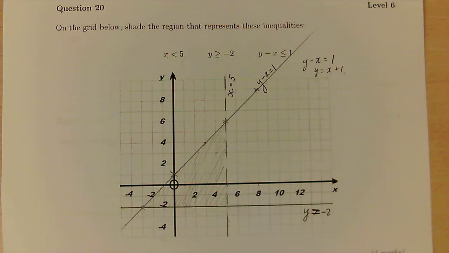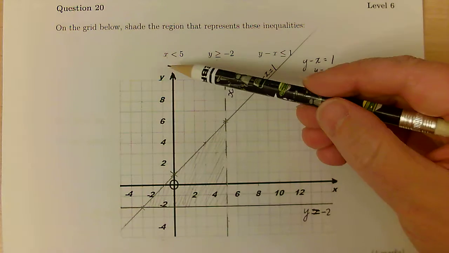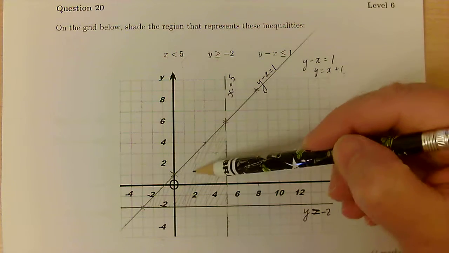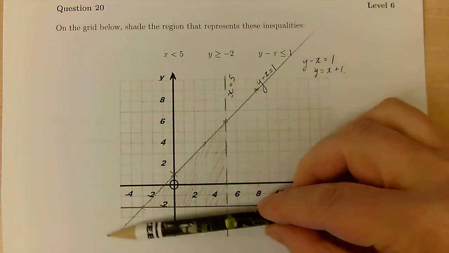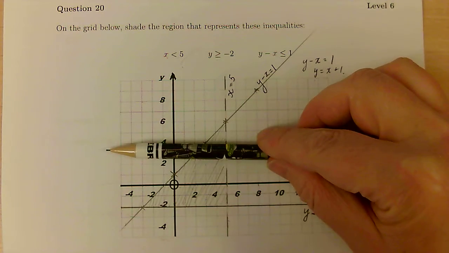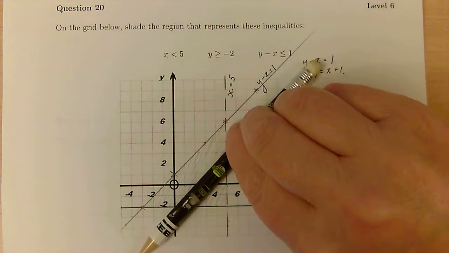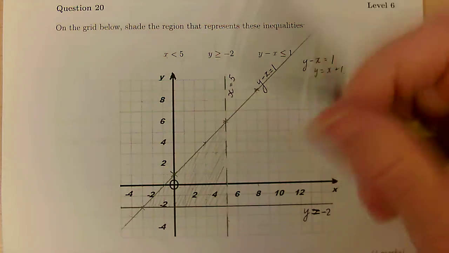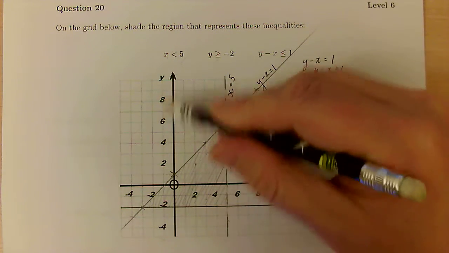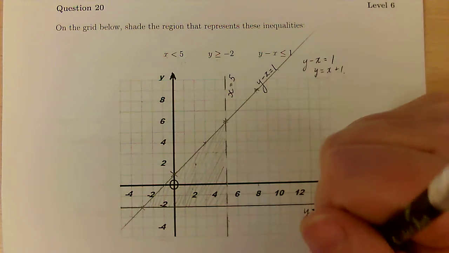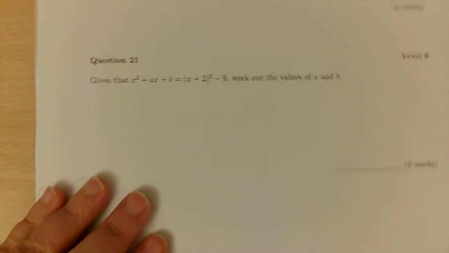So here's the region, where each point satisfies each of these conditions. For each point inside of this region, x's are less than 5. At the same time, their y's are more than -2, and y minus x is less or equal than 1. You can pick any point and you can see that it will satisfy each of these conditions. So this question is done. Let's do the next one.